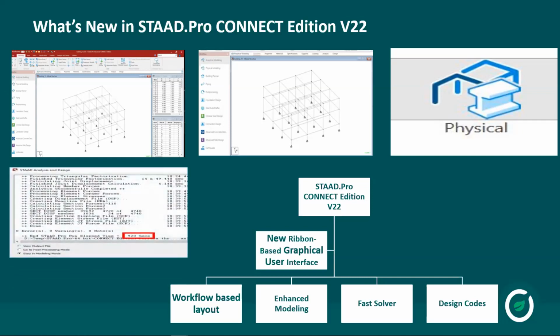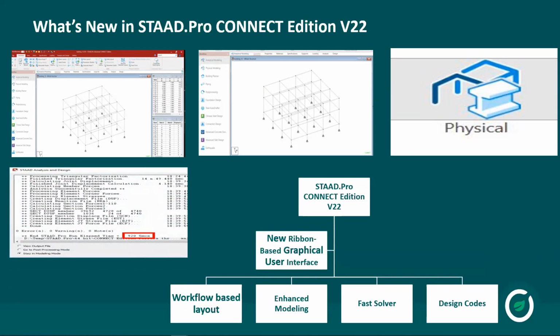Thirdly is the fast solver. One of the major enhancements of the Connect Edition is the inclusion of a 64-bit solver, which can use the full capacity of the processor. Because of this enhancement, your analysis time will be reduced. The analysis is now much faster compared to an older version.